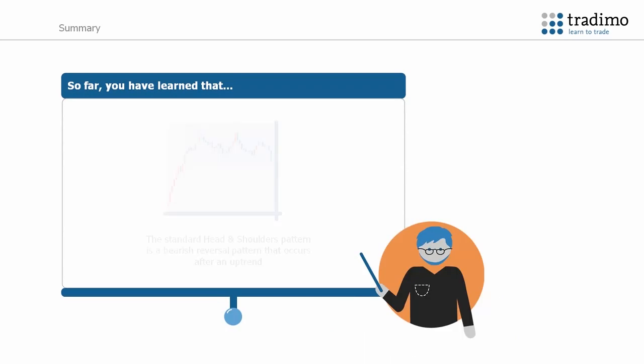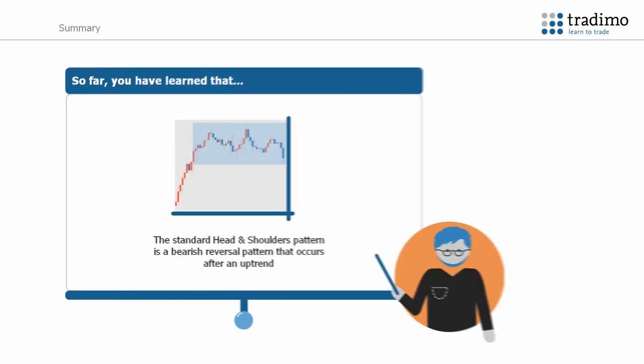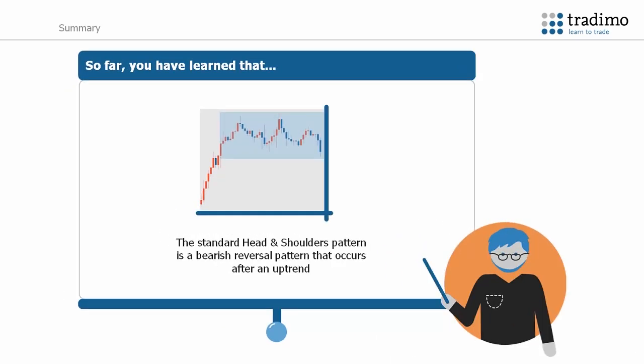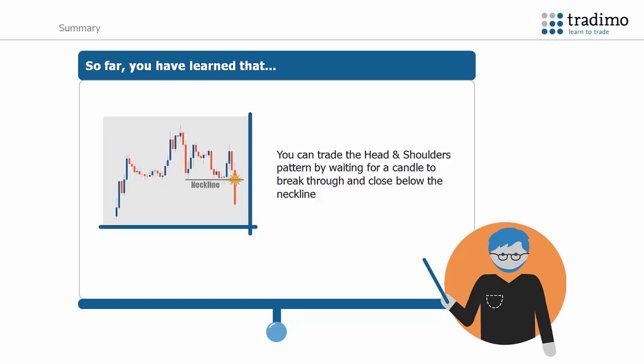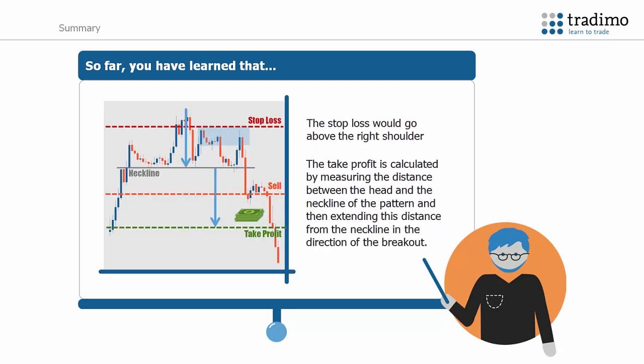So far, you have learned that the standard Head and Shoulders is a bearish reversal pattern that occurs after an uptrend. You can trade the Head and Shoulders pattern by waiting for a candle to break through and close below the neckline. The stop loss would go above the right shoulder, and the take profit is calculated by measuring the distance between the head and the neckline of the pattern, and then extending this distance from the neckline in the direction of the breakout.